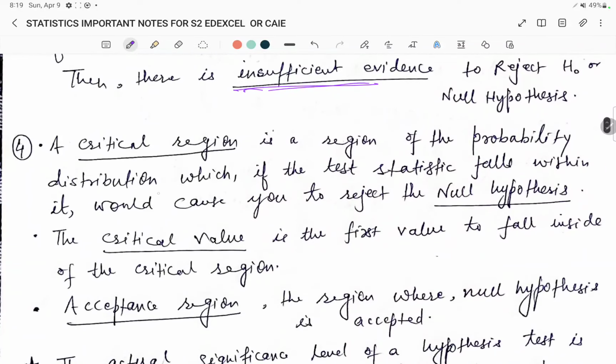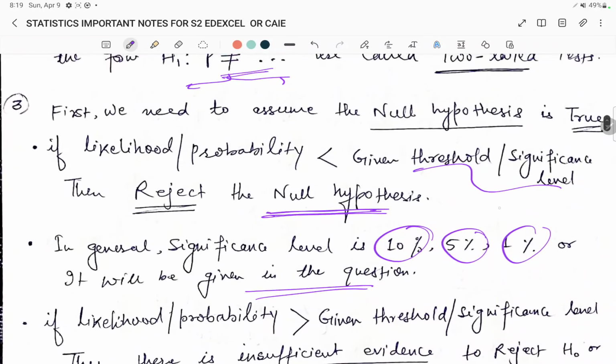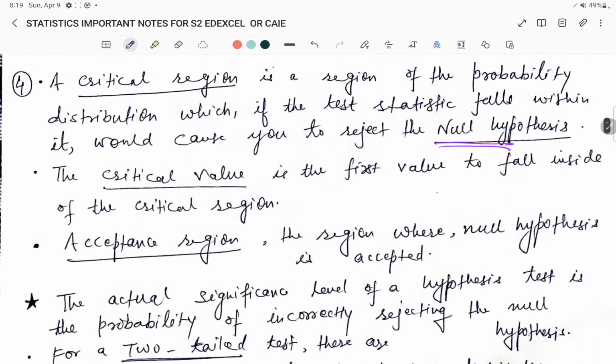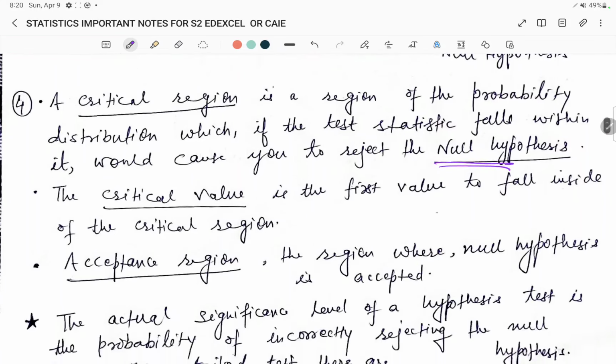Critical region is a region of the probability distribution which, if the test statistic falls within it, would cause you to reject the null hypothesis. So suppose from here to here it is the critical region. If our value comes here, under the critical region, then we can reject, or you can say that it is less than the significance level. So the significance level is this. If it is coming over here, then obviously it is smaller. So the critical region is a region of the probability distribution which, if the test statistic falls within it, would cause you to reject the null hypothesis.